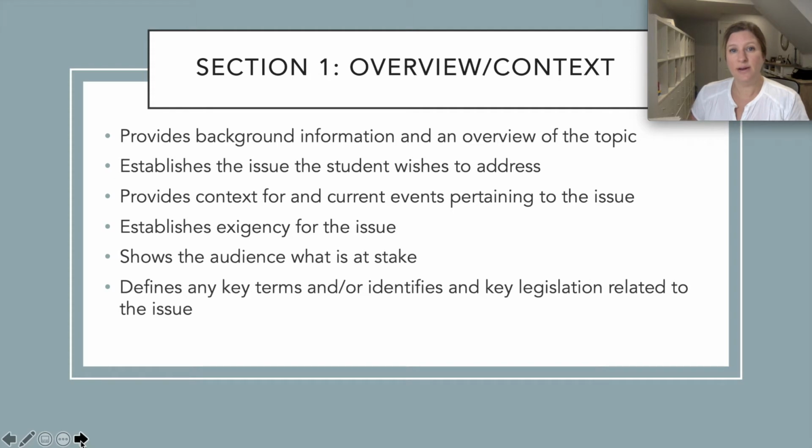And then finally, if you have any key terms or key legislation that needs to be defined or explained for your audience, this is the place that you would do that. Okay, so let's look at an example.